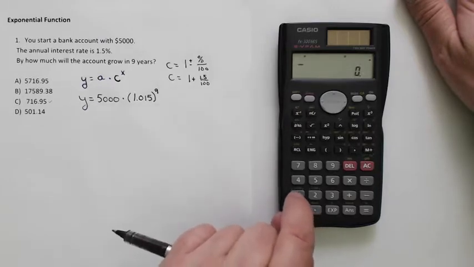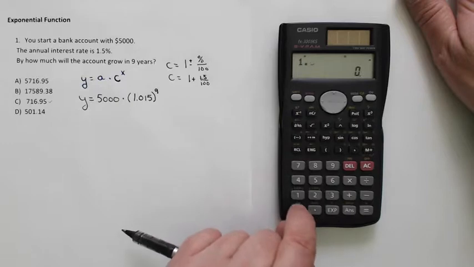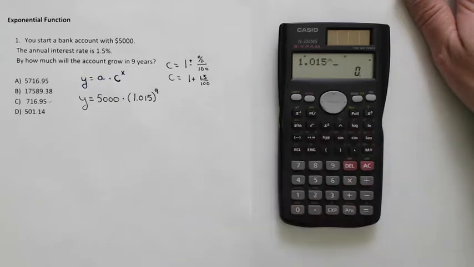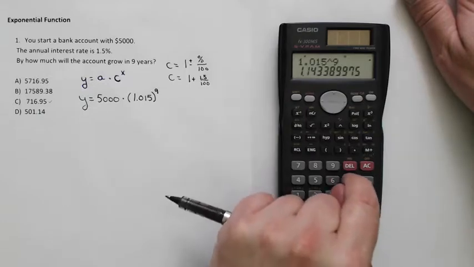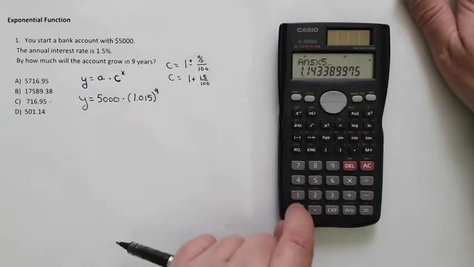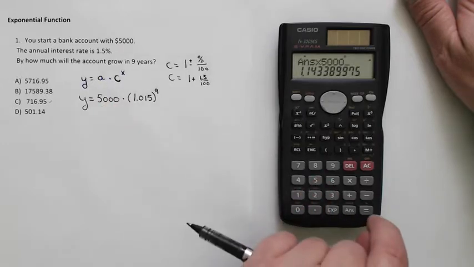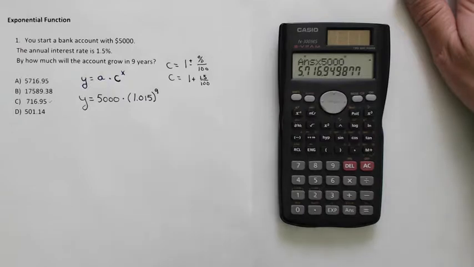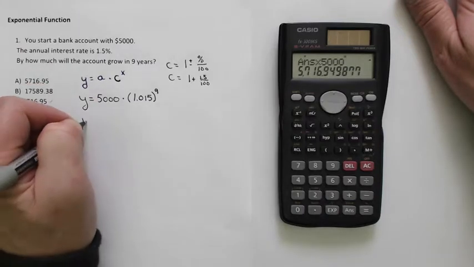So basically we're going to go 1.015 to the power of 9. I'm going to hit equals. Gives me that number, which I'm then going to multiply by the initial value, which was 5,000, and that gives me how much money I currently have.